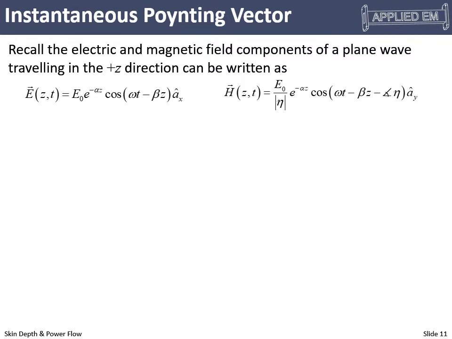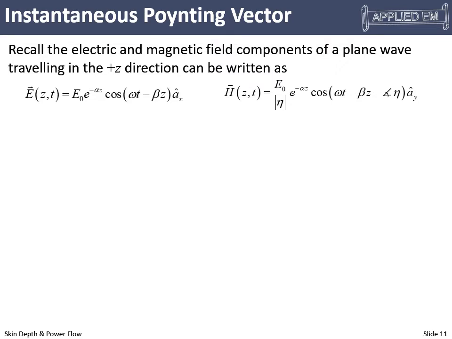Let's look at the instantaneous Poynting vector. By instantaneous, we're looking at an instant in time. So we need to write our solutions to the wave equation, our plane waves, in time domain form. We have an electric field and a magnetic field, and we have loss built in here, so it's decaying as e to the minus alpha z. And then there's this cosine term that has our frequency oscillations and also our spatial oscillations.